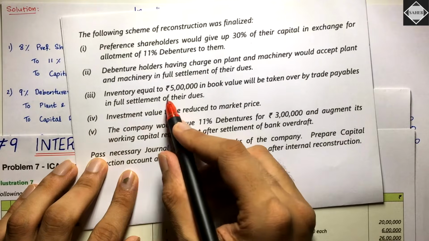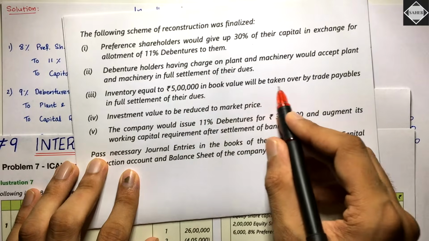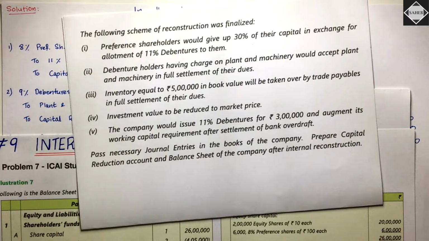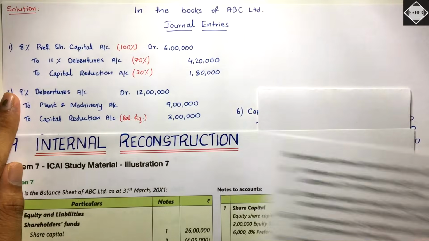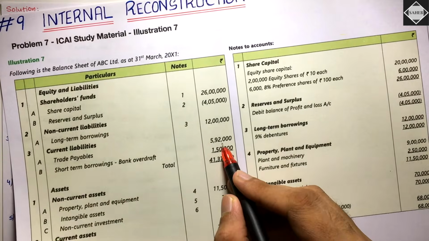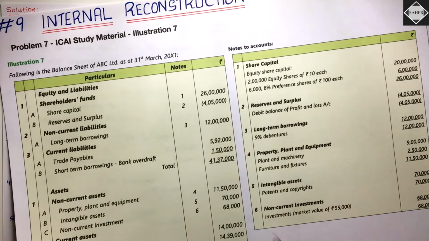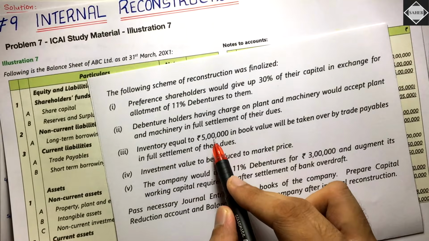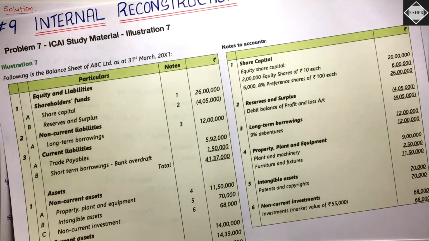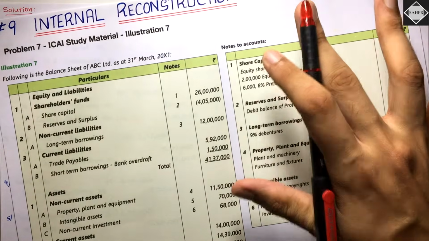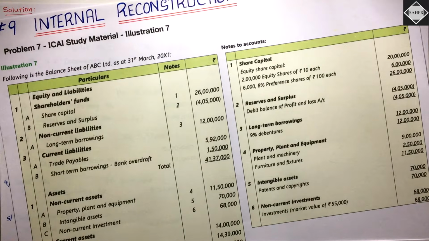Third one, inventory equal to 5 lakh in book value will be taken over by trade payables in full settlement of their dues. So let's see what's happening over here. Trade payables are of how much in this question? Trade payables are of 5,92,000. This is our liability. Now trade payables are taking over inventory of 5 lakh in full settlement. So easily you can understand we have to pay 5,92,000 and they are accepting 5 lakh worth of inventory. So we are in gain of how much? 92,000, isn't it? Yes, simple.